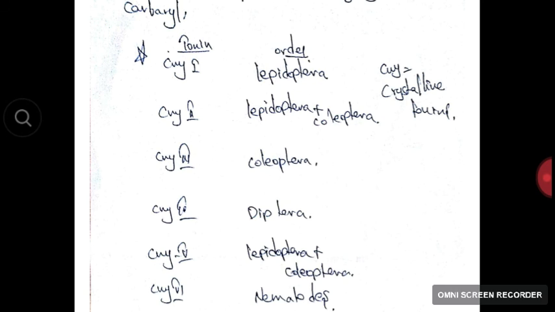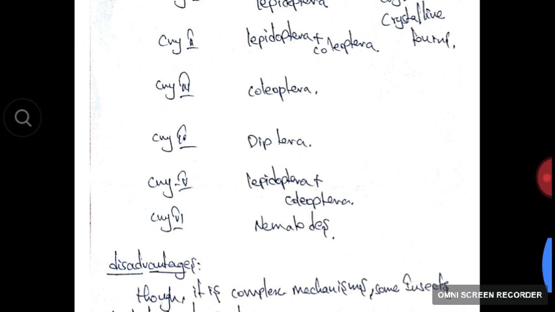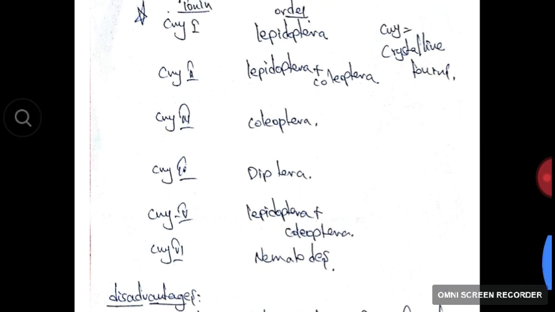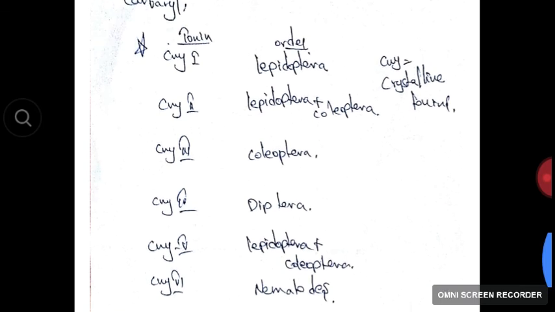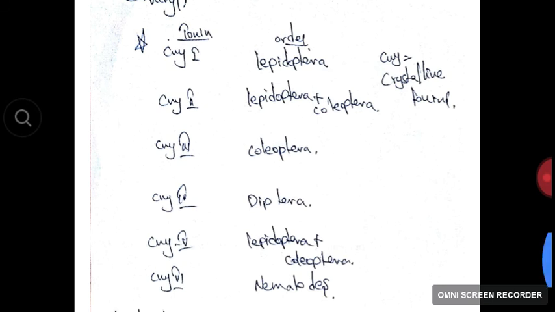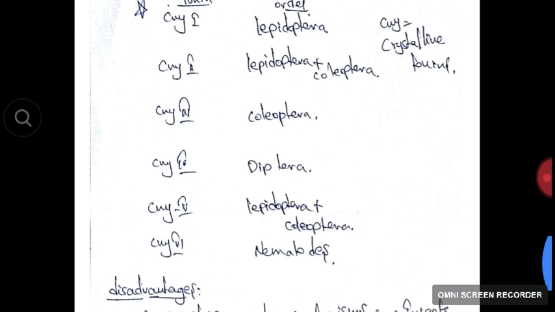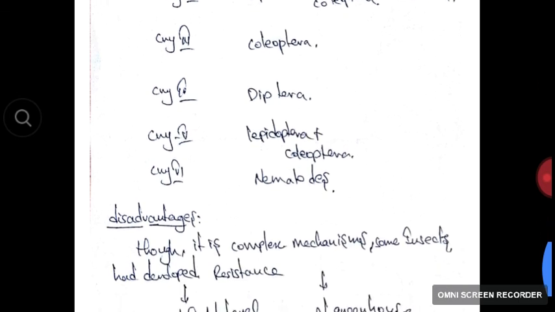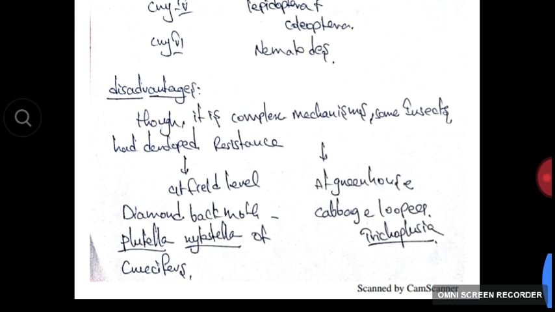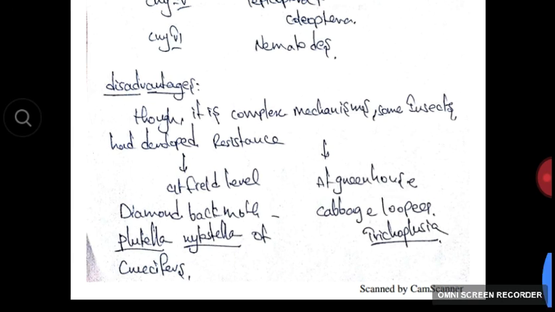Cry5 is used for Lepidoptera and Coleoptera. Cry6 is used for nematodes. This step is very important: Cry1 for Lepidoptera, Cry2 for Lepidoptera and Coleoptera, Cry3 for Coleoptera, Cry4 for Diptera, Cry5 for Lepidoptera and Coleoptera, and Cry6 for nematodes. This Bt method has several disadvantages also.